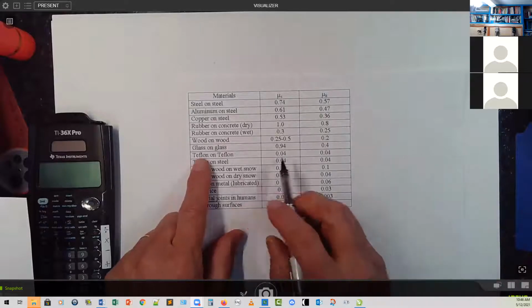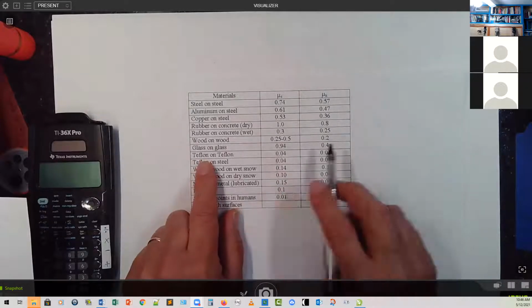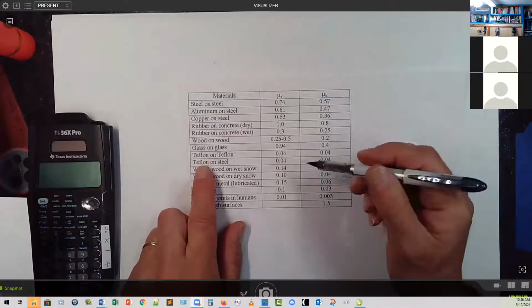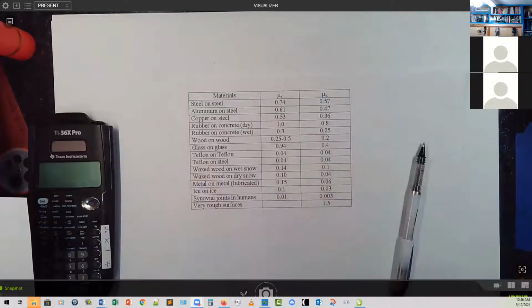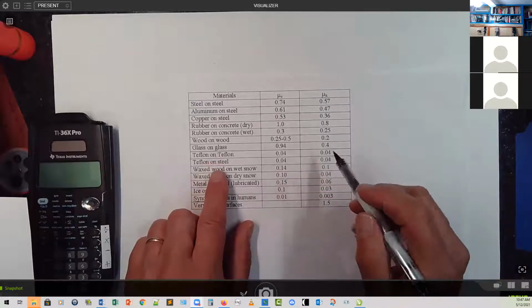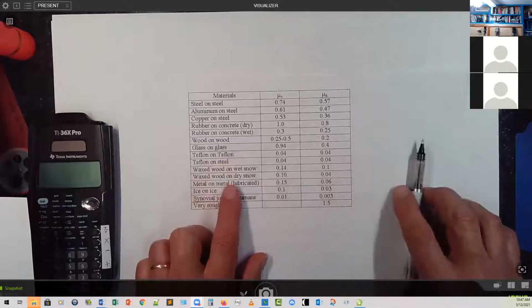Teflon on Teflon. That's a pretty low one. Teflon is that surface that they put on fry pans, the non-stick surface. So it's mostly non-stick. As the pan gets older, the Teflon gets worn off and presumably shows up in your food, although maybe most of it comes off when it's being scrubbed or something like that. But it may be something that you're eating unaware of. But Teflon has quite a low coefficient of friction.